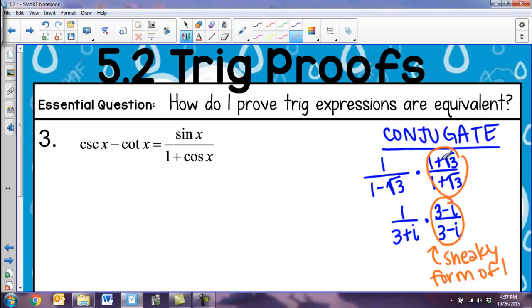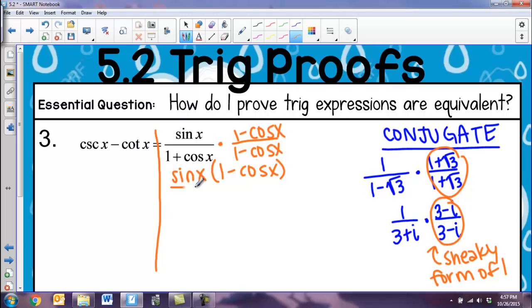Okay, so to find a conjugate, you just keep the same thing and change the sign in the middle. So that's what I'm going to do over here on number 3. I'm going to multiply by the conjugate. I'm going to times top and bottom by the same thing, so it's just 1, and it's going to be 1 minus cosine x. Now I'm not going to distribute this top term, not yet at least. And then on the bottom, I'm going to write 1 plus cosine x times 1 minus cosine x.